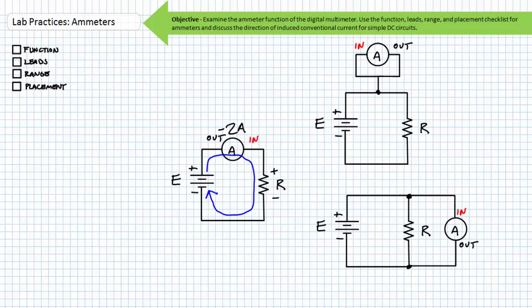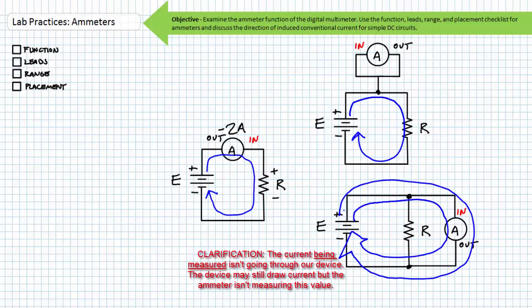Look at these incorrect placements of the ammeter. It would not make sense if both the indoor and the outdoor were placed at the same point, nor would it make sense if the ammeter was across our device of interest. In our first incorrect case, current is not going through our ammeter. It's being bypassed. In our second incorrect case, current is going through our ammeter, but it's not going through our device.